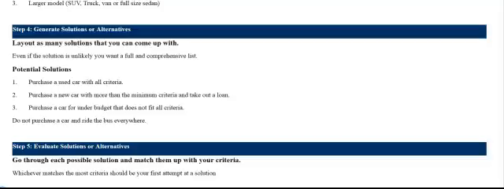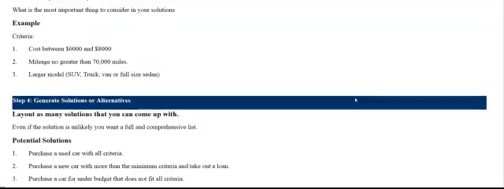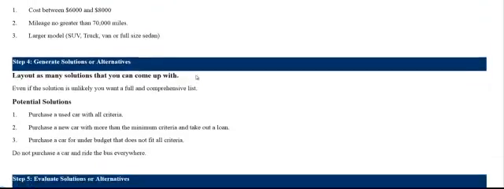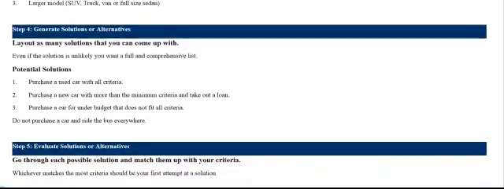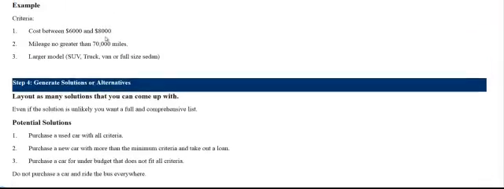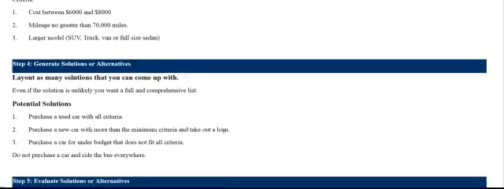So let's say I've got a couple of things here. I want to purchase a used car. A potential solution is that I purchase a used car that fits all my criteria, the 3 things above, maybe even more. Maybe I want to purchase a new car with more than the minimum criteria and take out a loan. Maybe I do want a new car, but obviously that's going to have more than just my 3. Maybe it has the color I want, maybe it has a couple features that I'm looking for, and I'll need to take out a loan.